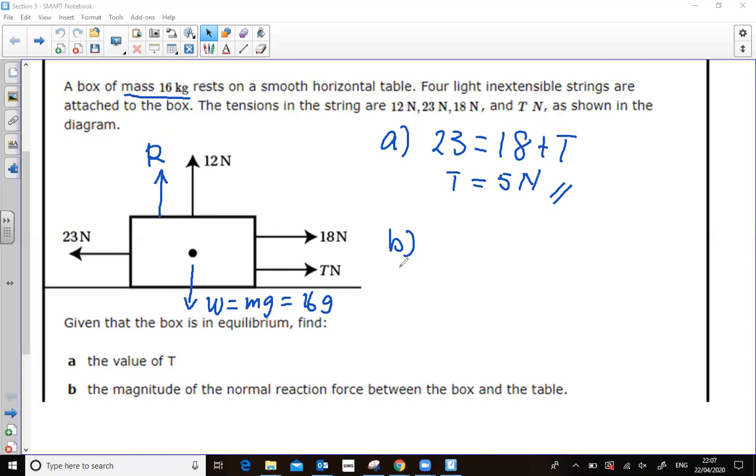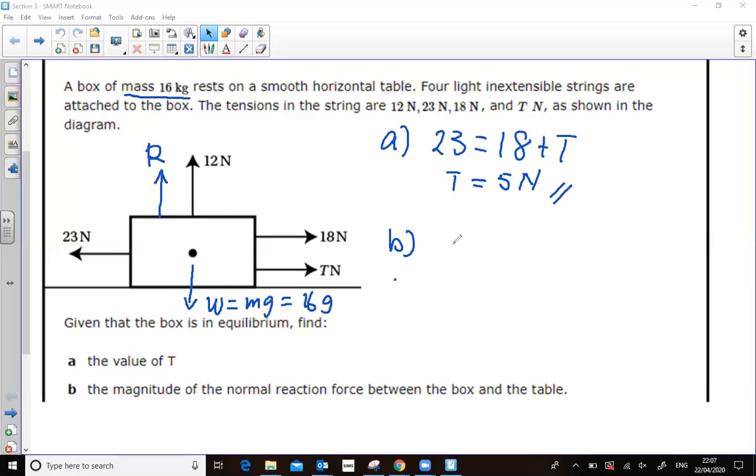Okay, so let's look at part B. We're looking for the magnitude of the normal reaction force between the box and the table. So that means we have to consider all the forces acting in the vertical direction. Again, we have 3 forces. 2 forces acting upwards, which are the normal reaction force and the 12 newtons. We have 1 force acting downwards, which is the weight. So those 3 forces should balance.